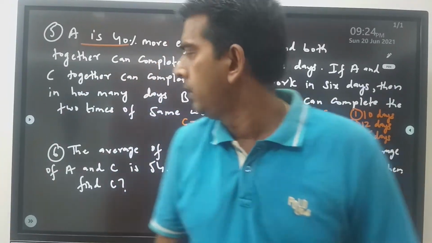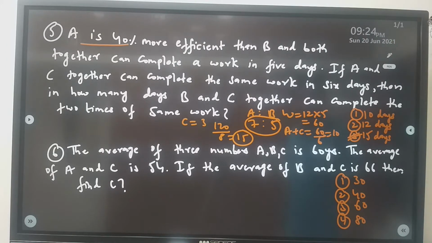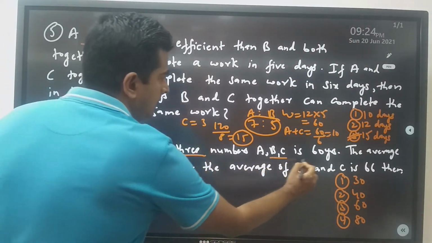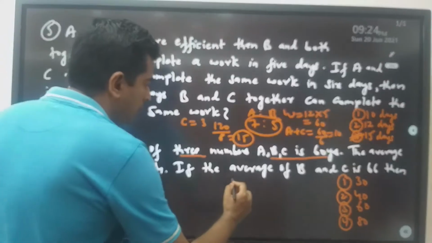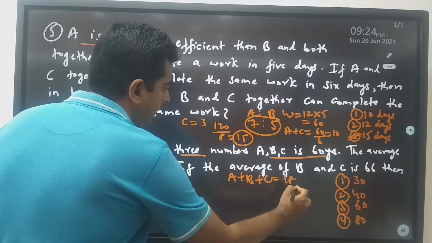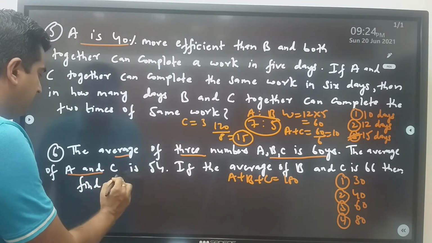Next one. The average of three numbers A, B, C is 60. The average of A and C is 54. If the average of B and C is 66, then find the value of C. So the average of three numbers A, B, C is how much? 60. So what about the total? A plus B plus C is nothing but 180, 60 into 3.